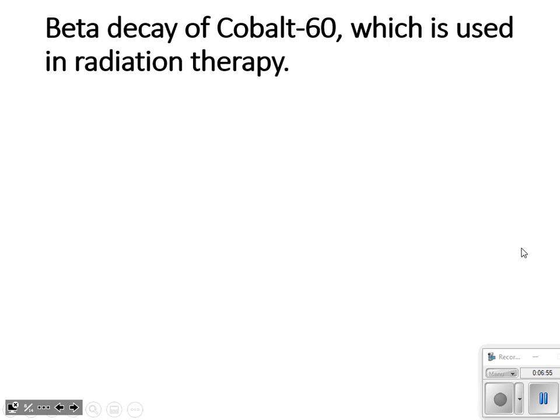Beta decay is our second one. The beta decay of cobalt-60, which is used in radiation therapy. Well, let's take a peek here. I'm looking at my equation that I need to memorize. I'm looking right here and I say, okay, what is changing? A is not changing. Z is increasing by 1. So that tells me that I have a neutron that is changing into a proton in this beta decay.